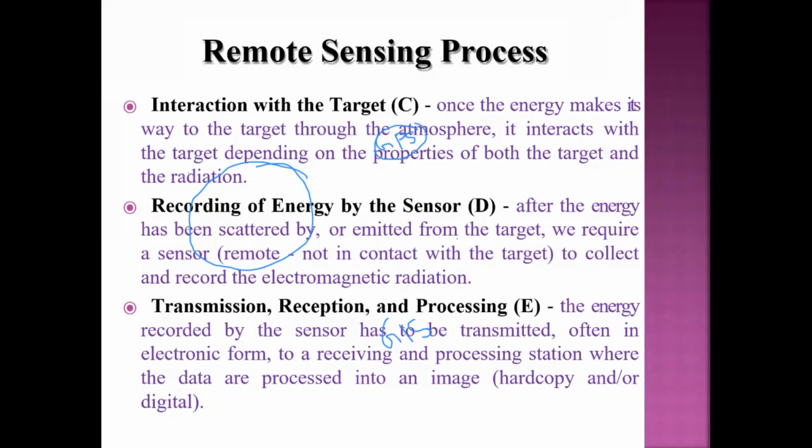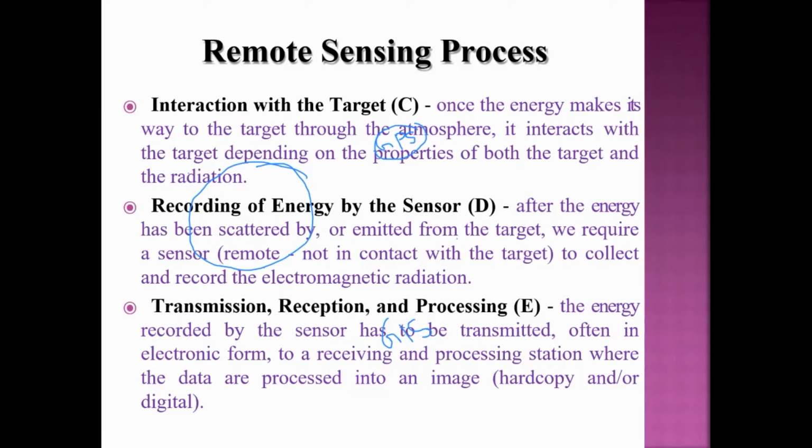So the energy recorded by the sensor has to be transmitted, often in electronic form, to a receiving and processing station, where the data are processed into an image. For example, NASA is an agency, and in our India it is ISRO. It collects the data from the different types of satellites. So this step, transmission, reception and processing, happens at ISRO or NASA, in the form of a hard copy or a digital image.